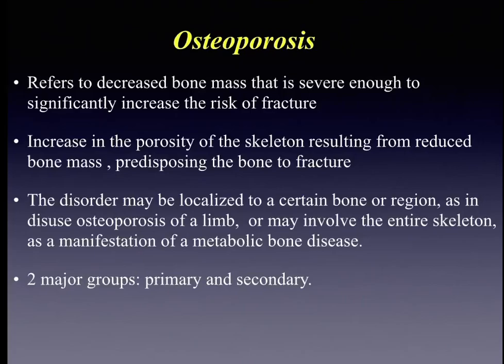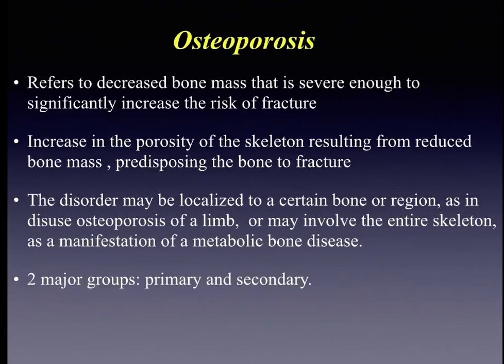Next, coming to osteoporosis. So osteoporosis refers to decreased bone mass which is severe enough to significantly increase the risk of fracture, whereas osteopenia refers to just decreased bone mass. So in osteoporosis, there is increase in the porosity of the skeleton, which results from reduced bone mass, and this will predispose the bone to fractures.